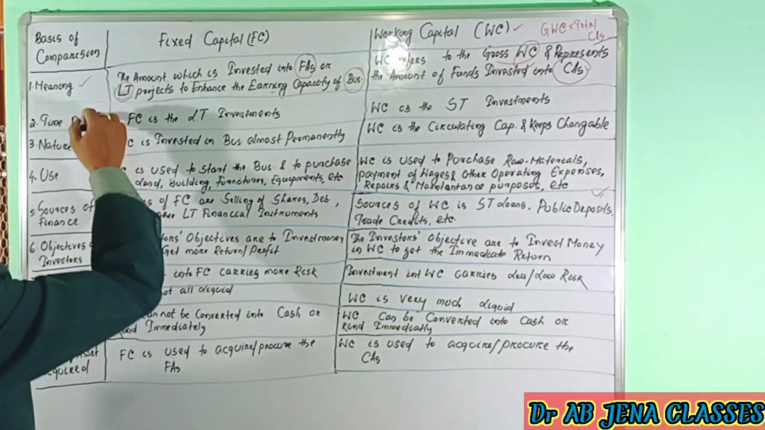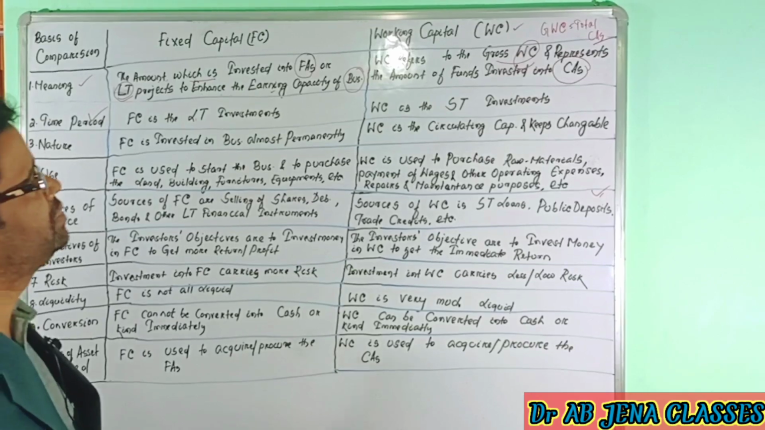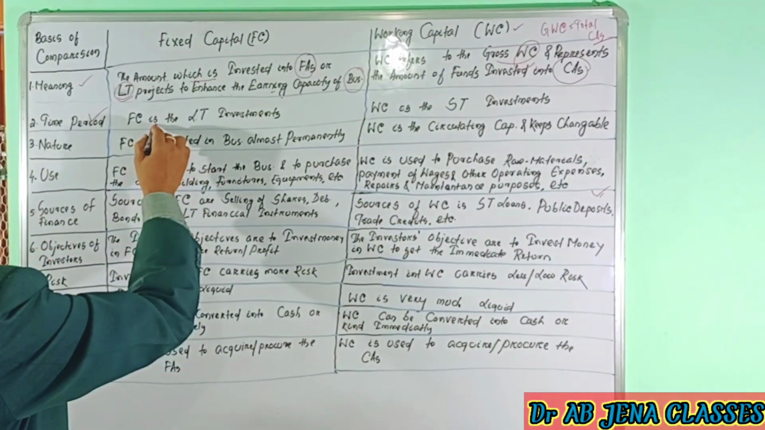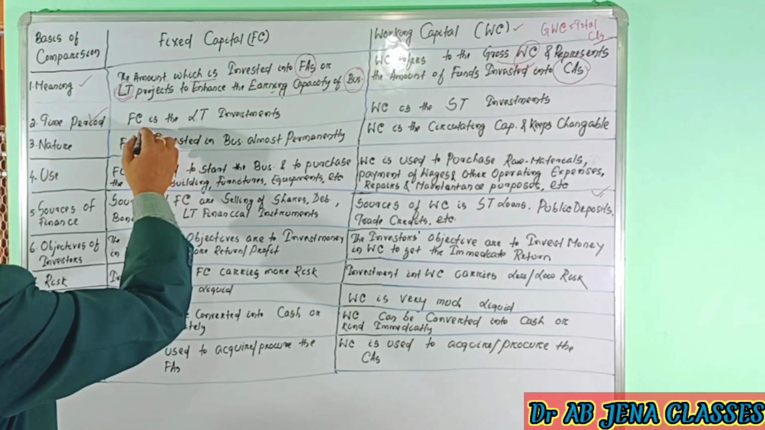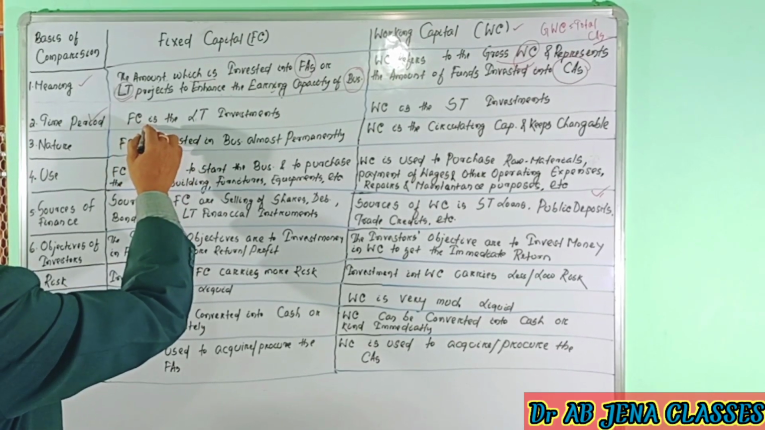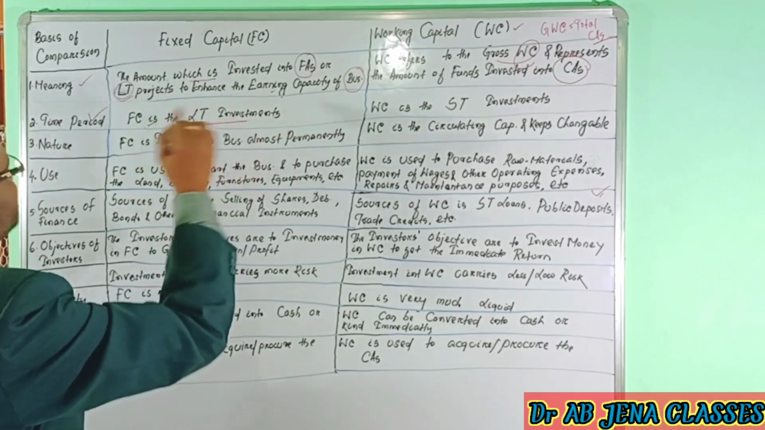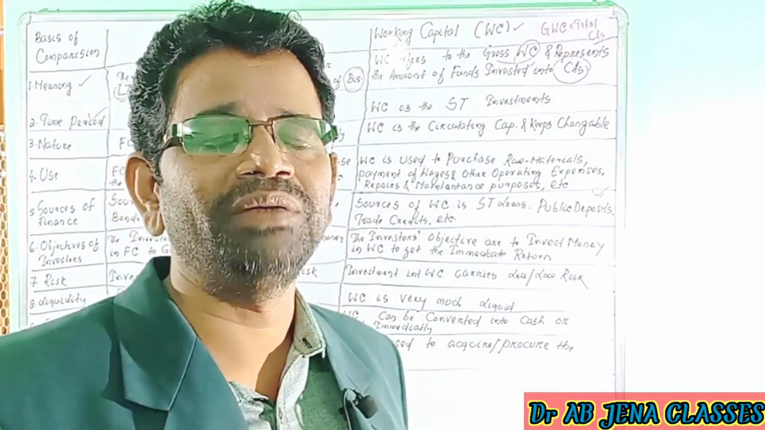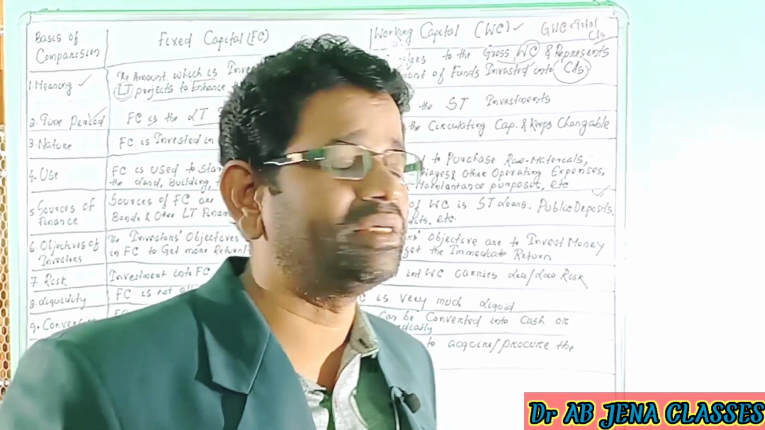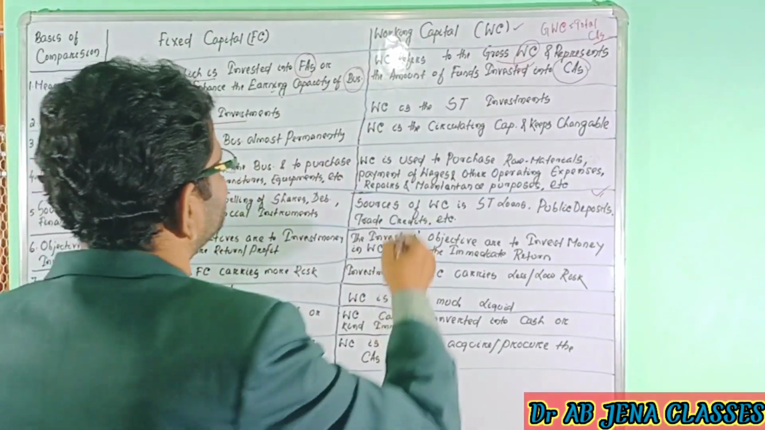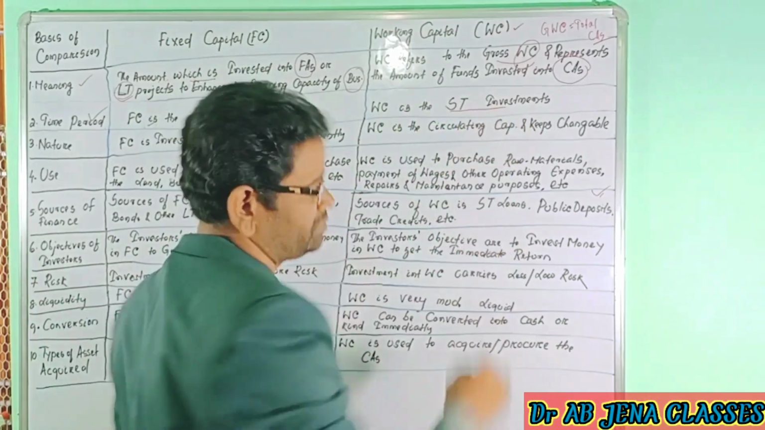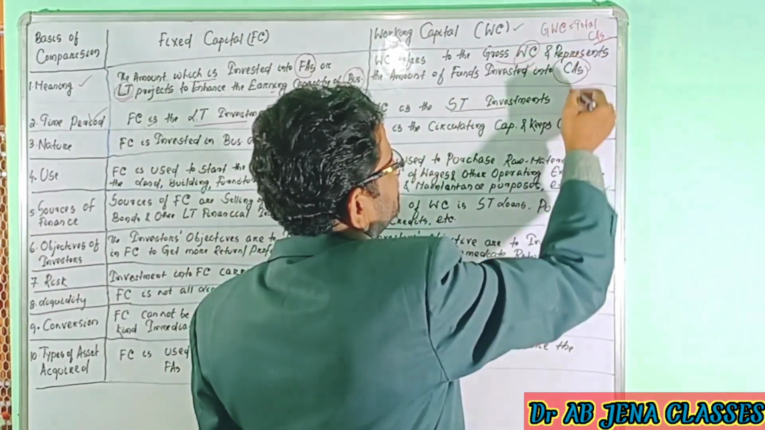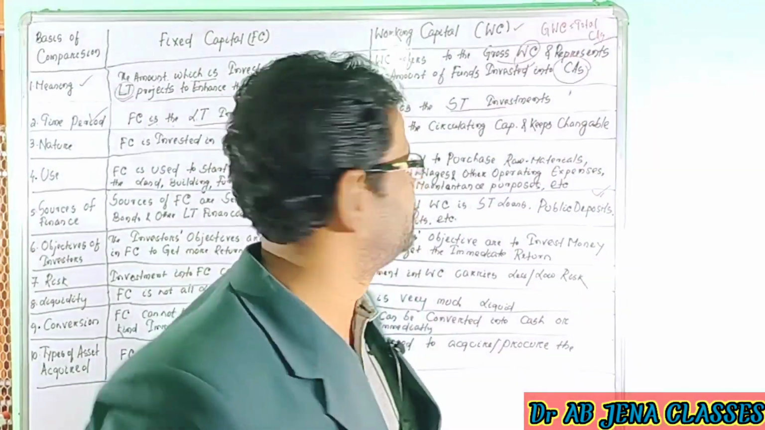Come to the second one: what is the time period of fixed capital and of working capital? Fixed capital is a long term investment, more than 1 year. It may be 5 years, 10 years, 15 years, 20 years or 30 years. Whereas working capital is a short term investment, usually in current assets, within 1 year.